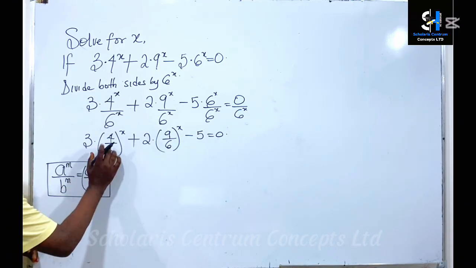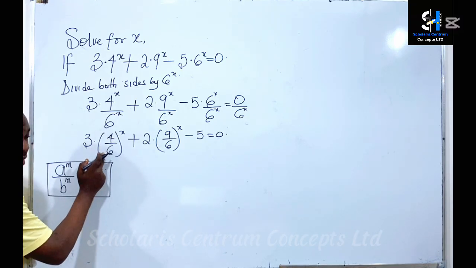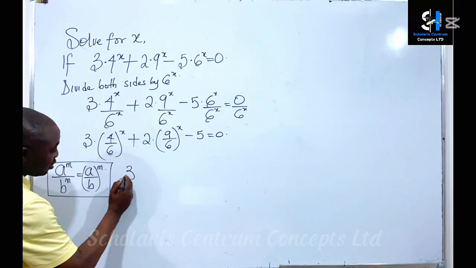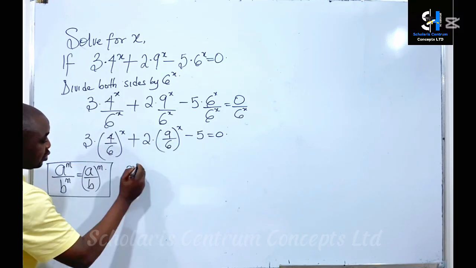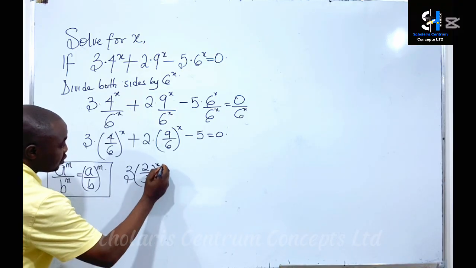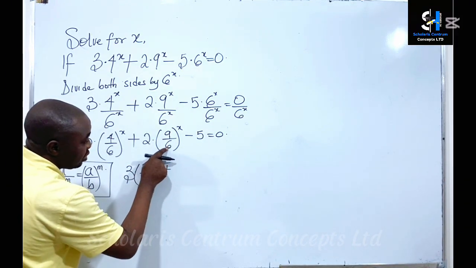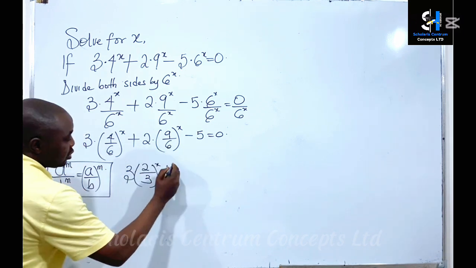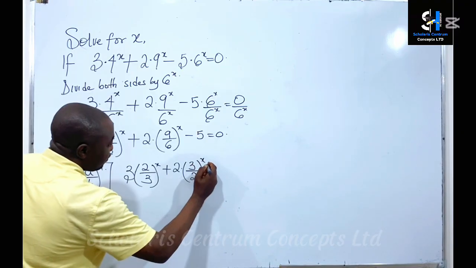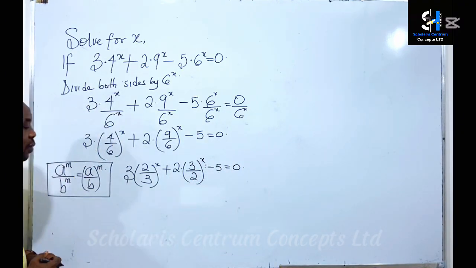In this case, let's reduce this. We can divide 4 and 6 by the same number, and that's 2. When we divide 4 by 2, that will be 2, and 6 by 2 will be 3. So 2 over 3 raised to the power of x. Then plus, this can be divided by 3, and also this can be divided by 3. So this will be 2 multiplied by 3 over 2 raised to the power of x. Then minus 5 equals 0.